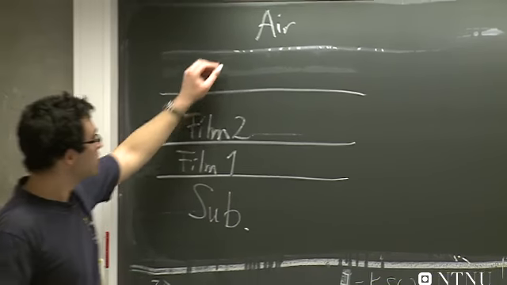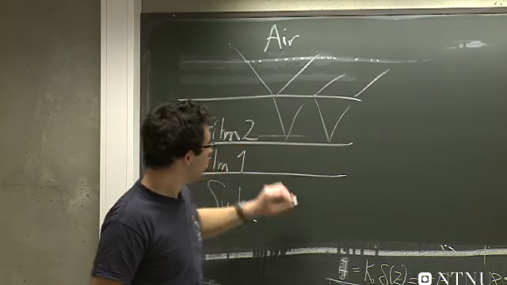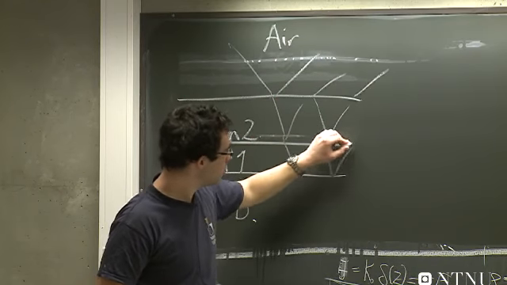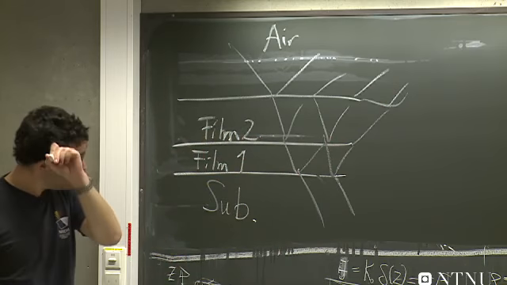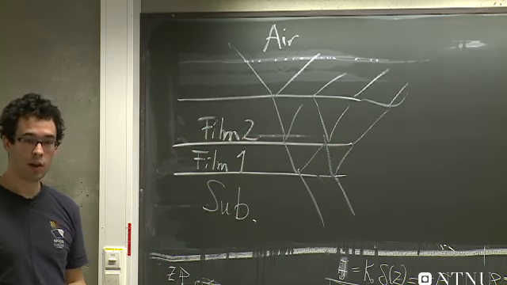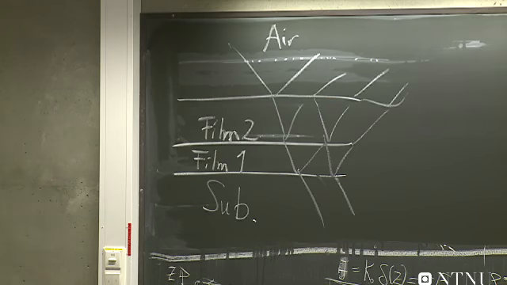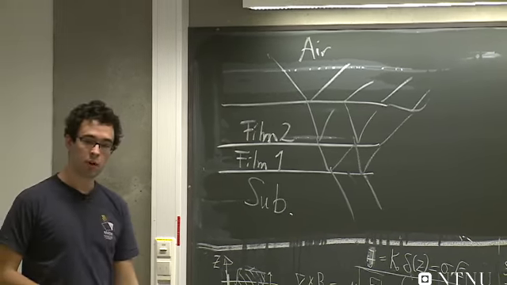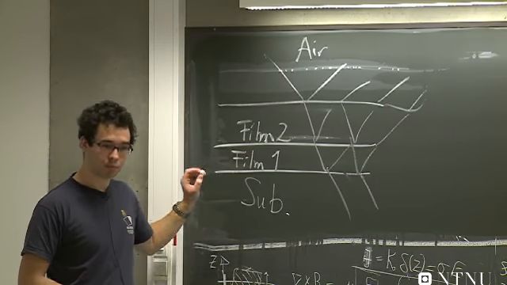And now you'll see that the picture becomes increasingly complex because we have multiple reflections all over the place and multiple transmissions. So how the hell do we make any sense of this stuff? And in fact, it's not so hard, because we know the reflection coefficient for a single film.